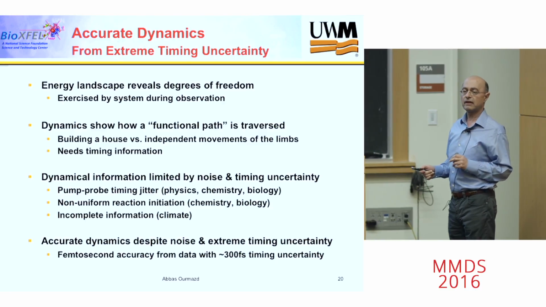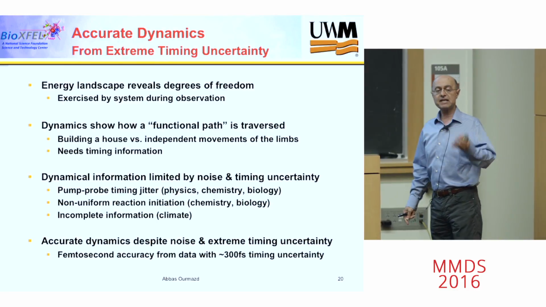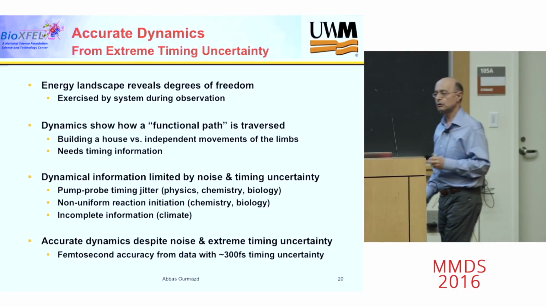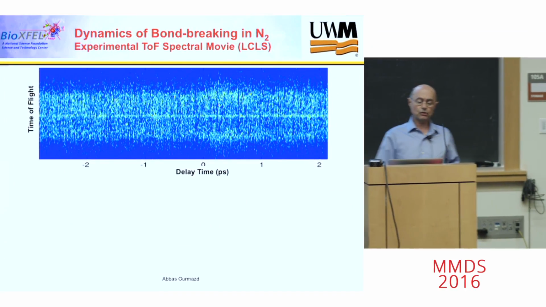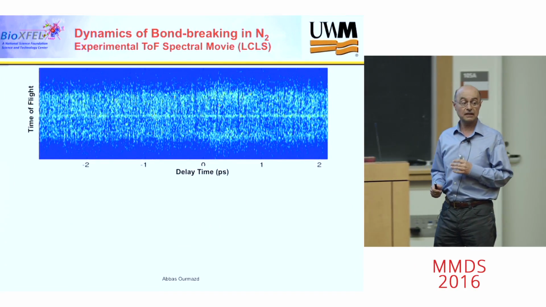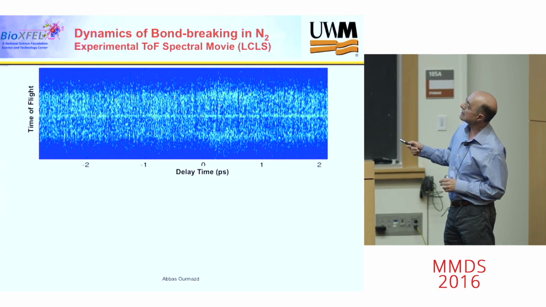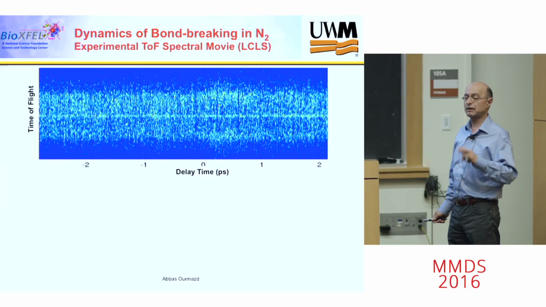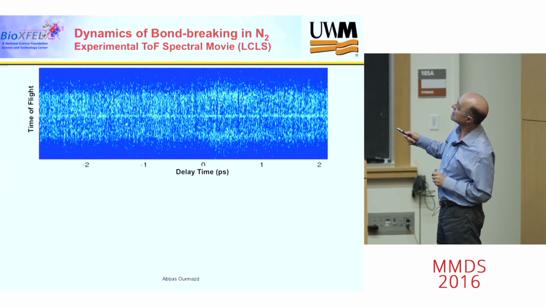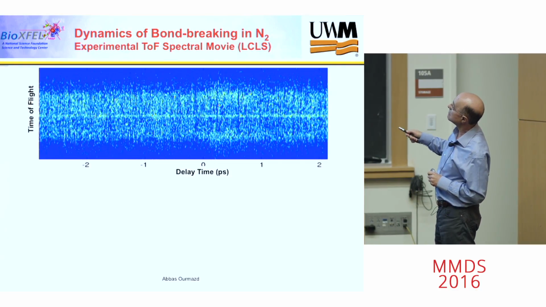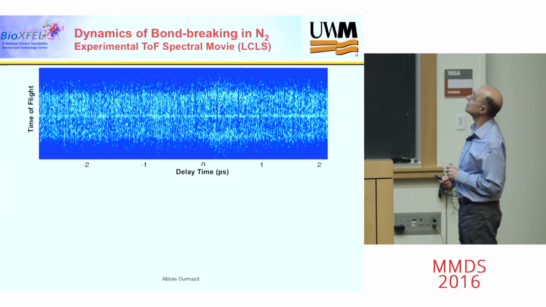And I want to convince you over the next few minutes that you can get timing uncertainty about a factor of 300 better than your timing accuracy allows. But first, let me show you the kind of data we're using. This is experimental data. Each vertical line here is a spectrum. It's a time-of-flight spectrum of something exploding. It doesn't really matter. And so here you can see essentially a spectral movie. This is the delay time. It goes from about minus 2.5 picoseconds to plus 2.5 picoseconds.